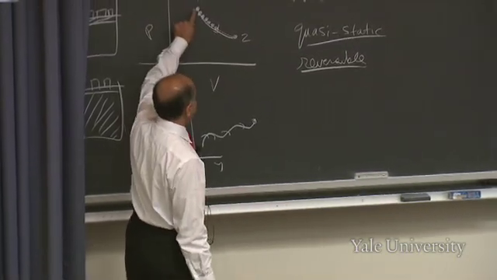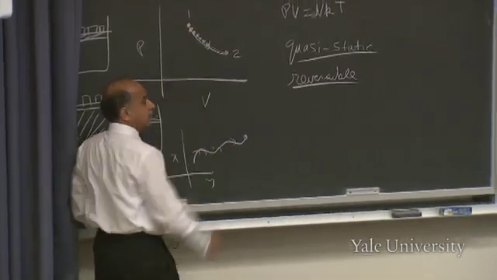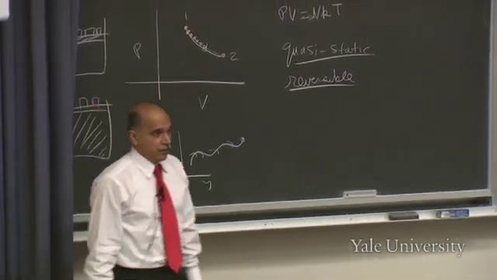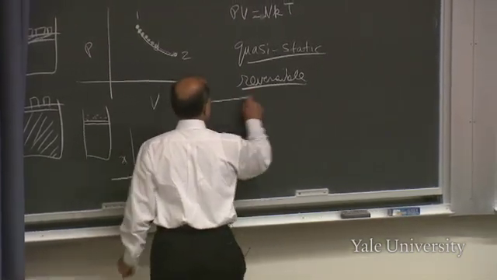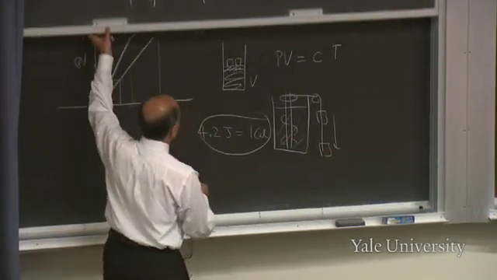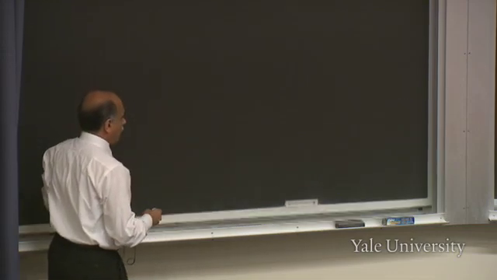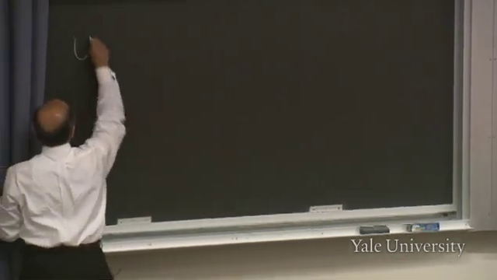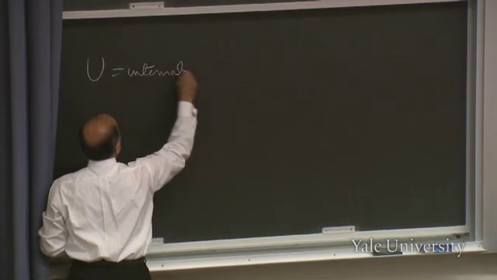Now this is called a state. 2 is a state and 1 is a state. Every dot here, that is a state. Now, in every state of the system, I'm going to define a new variable, a quantity called U, which stands for the internal energy of the gas.